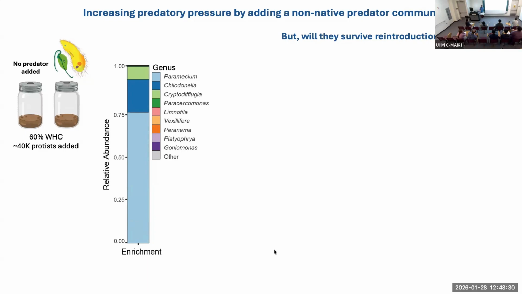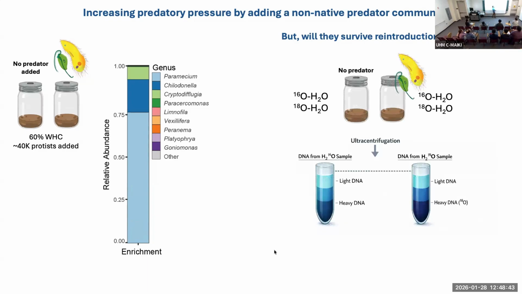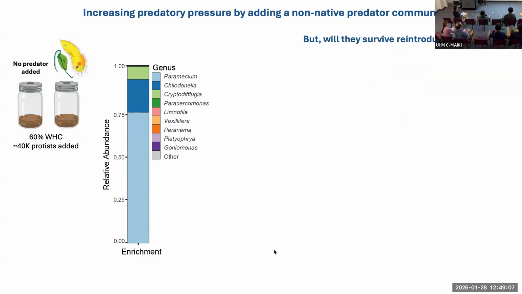And somebody asked, when you try to publish this, they will ask you, did they survive? Yeah, you're right. So to show that they survive reintroduction, we used qSIP, 18O-based qSIP. So we had the same jars incubated with 16O or 18O. We added the protists, again with 16O and 18O, extracted total DNA, did ultracentrifugation, separated the fractions, light DNA and heavy DNA for those organisms that incorporated the stable isotope 18O, and we did sequencing. I want to show you the results.